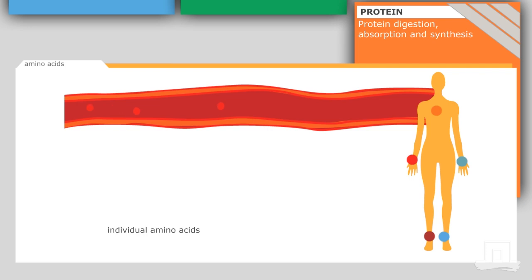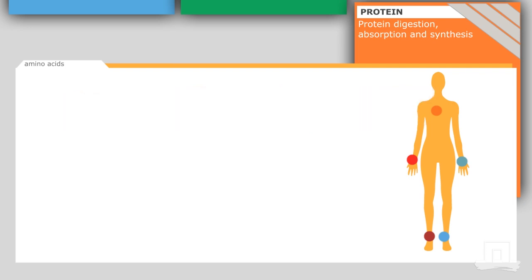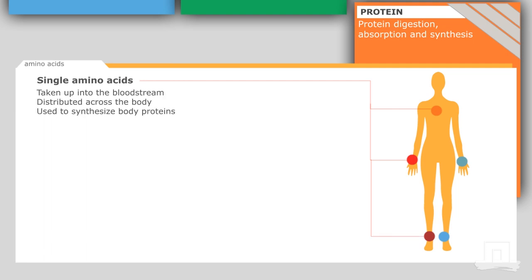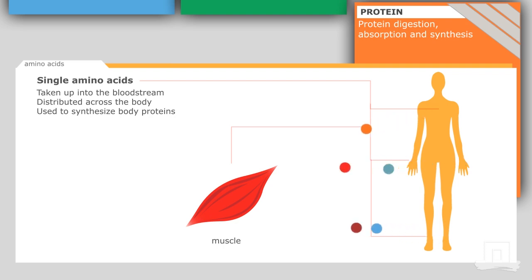Now, let's look at that in more detail. Imagine you've just eaten a protein-containing meal. Digestion of protein has occurred, and the amino acids are absorbed into the bloodstream. They're subsequently distributed to various parts of the body that need amino acids to synthesize body proteins. An example of an organ that would need amino acids to make protein is the muscle. The muscle takes up substantial amounts of amino acids to make muscle proteins that are important for the functioning of the muscle cell. And the same is true for the liver.